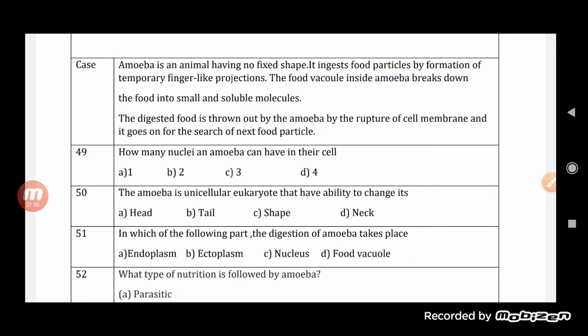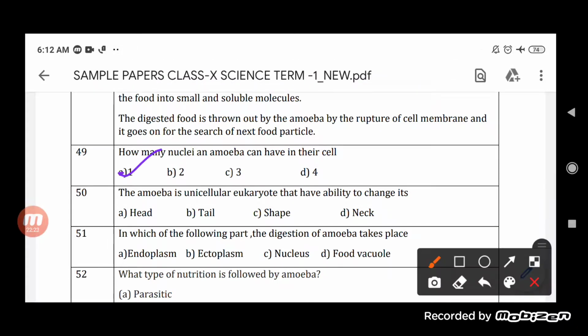Now the question is, how many nuclei can an amoeba have in its cell? We know that the amoeba has only one nucleus, due to which it also shows the process of fission. So we can say that the number of nuclei an amoeba can have in its cell is 1.